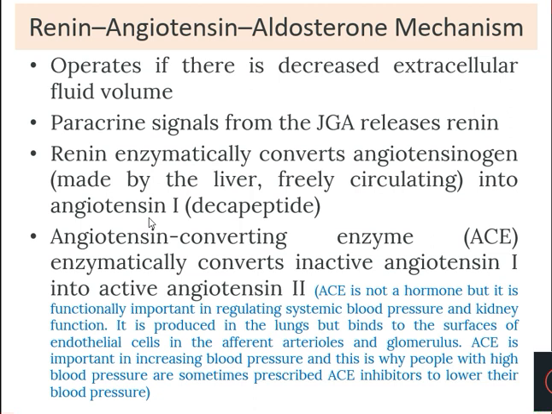What will happen to angiotensin 1? In the blood, there is an enzyme which is called angiotensin converting enzyme or ACE. This ACE will convert inactive angiotensin 1 into active angiotensin 2. So, this ACE, or angiotensin converting enzyme, is not a hormone. It is actually produced in the lungs, but it is operational in the kidney.